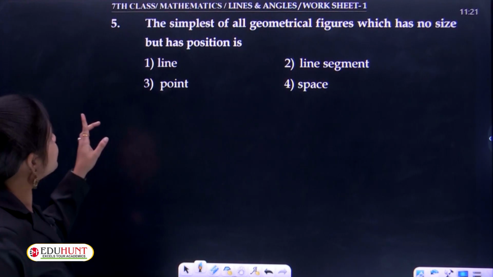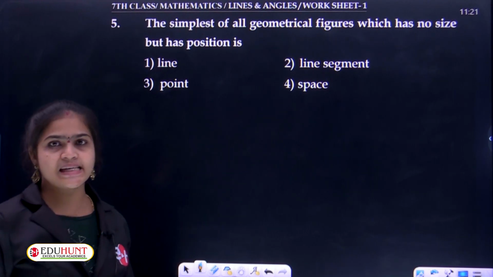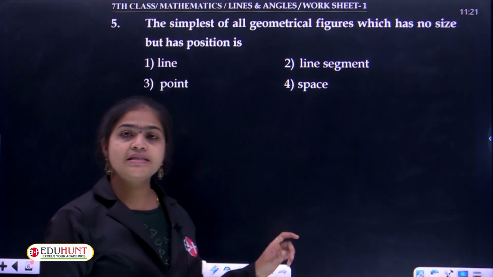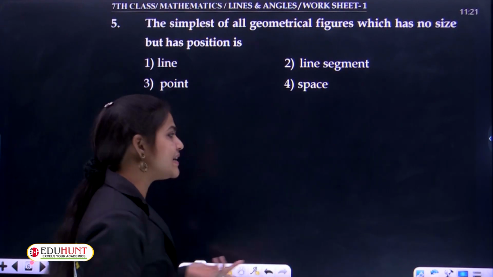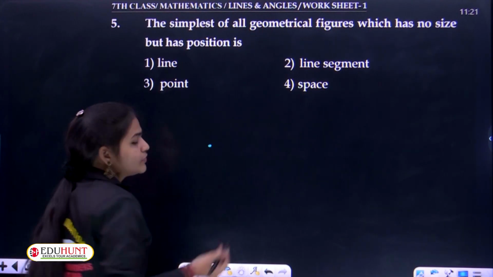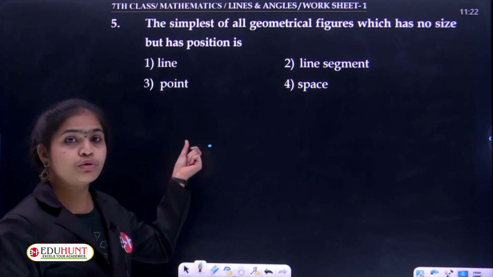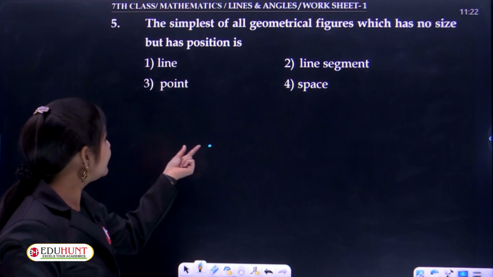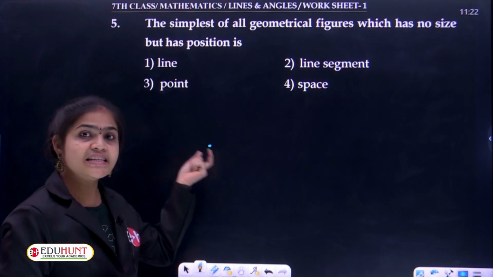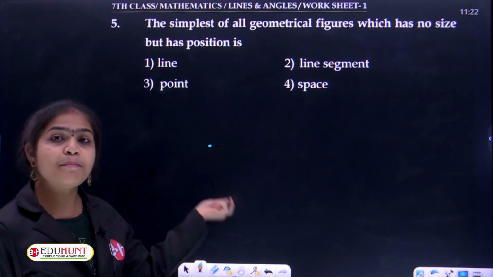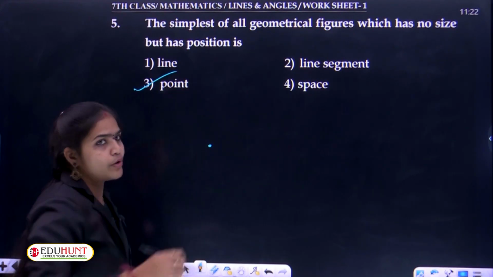Okay, yes. Fifth one: the simplest of all geometrical figures, which has no size but has its position. Among the geometrical figures, which one shows the exact position? Position means a point only, no? Okay, point. What is the definition of a point? A point is used to show position. It doesn't have any width, any thickness, or any length. But it is the mark of its position. Understood, ma? Then the answer is the point.